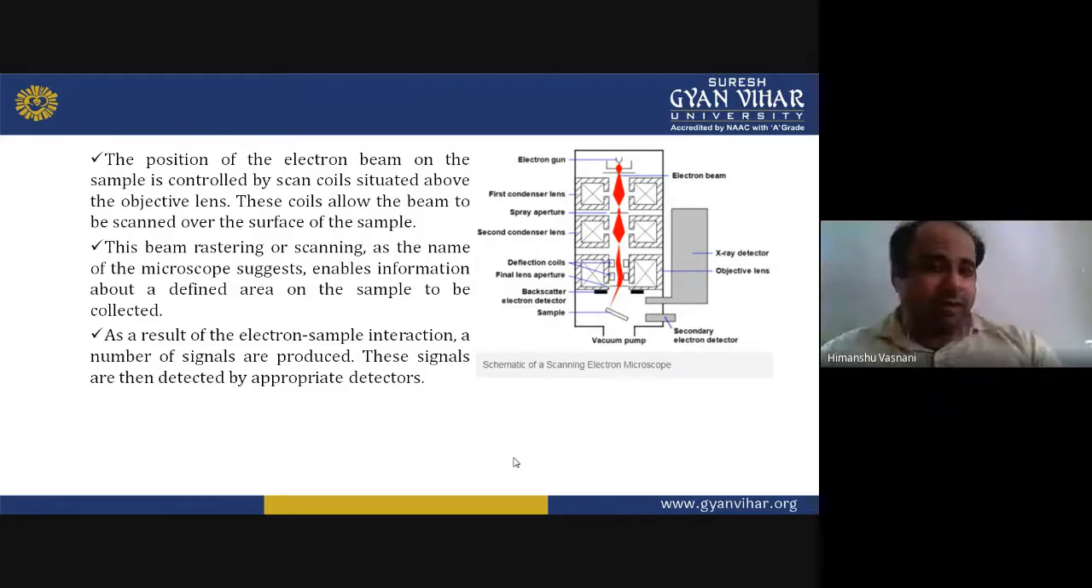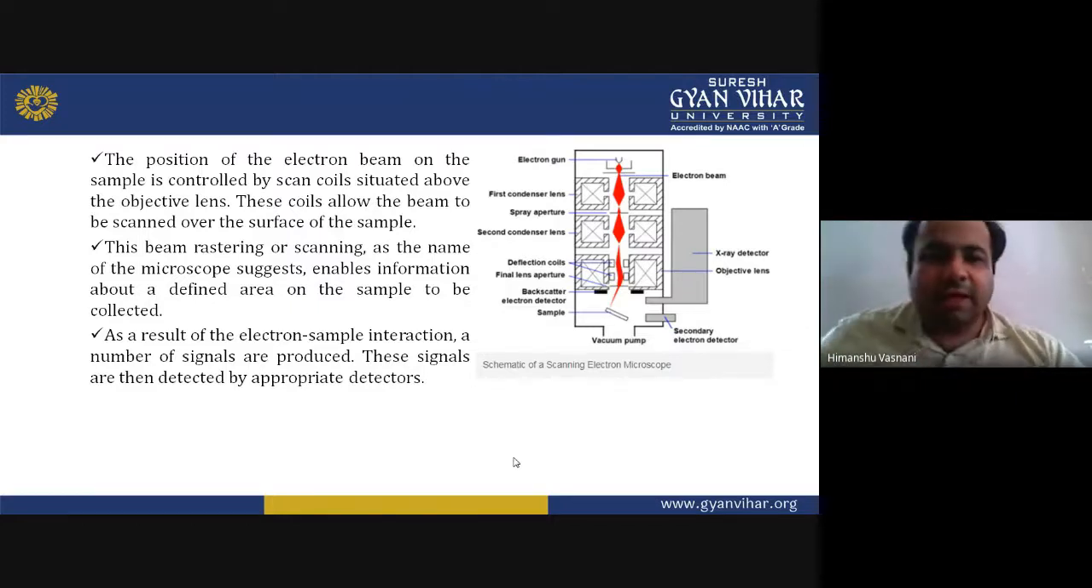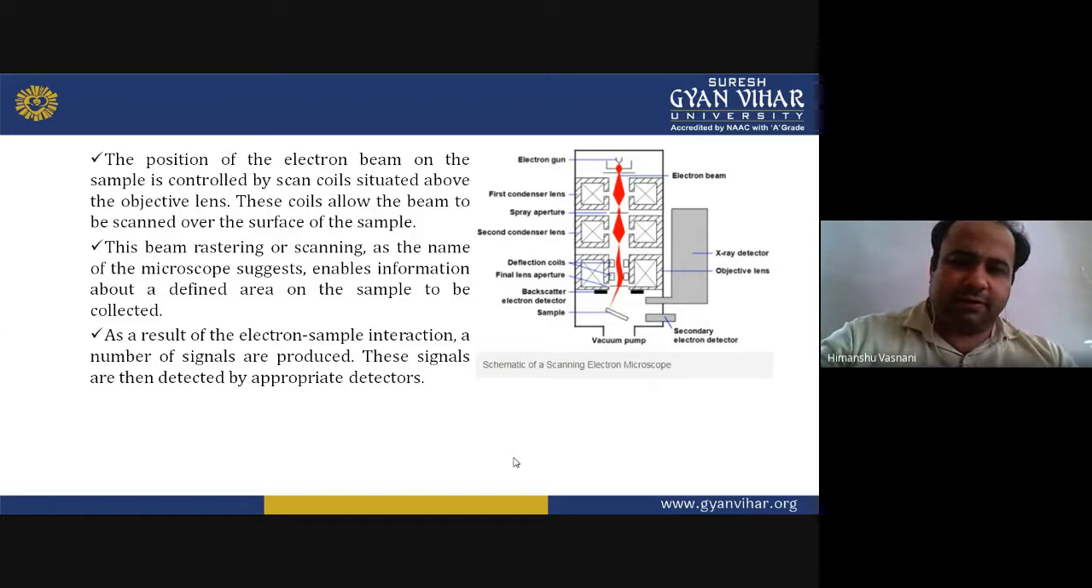Now as a result of the electron sample interaction, a number of signals are produced, and these signals are then detected by appropriate detectors. You have the detectors available with you.